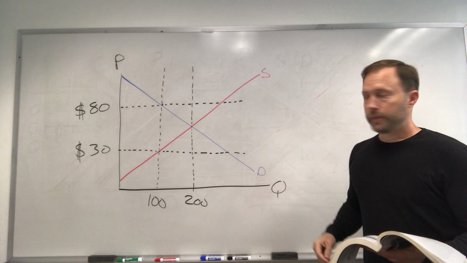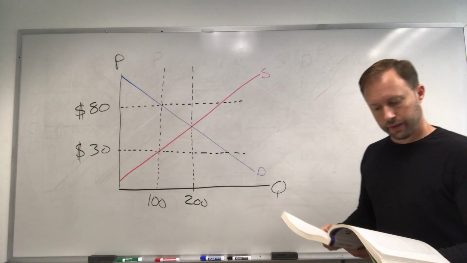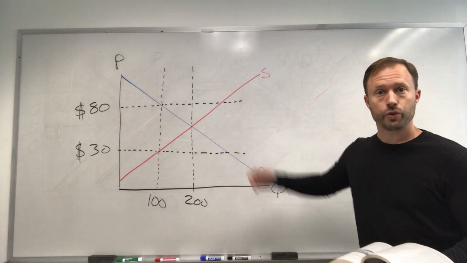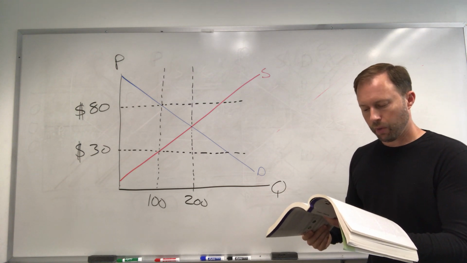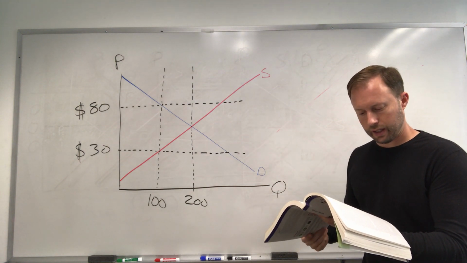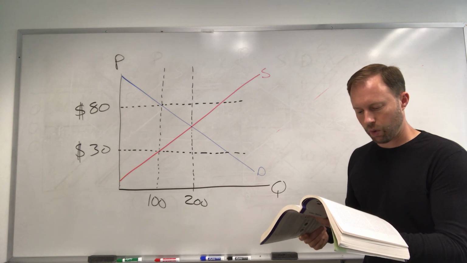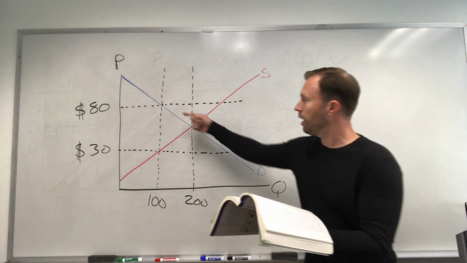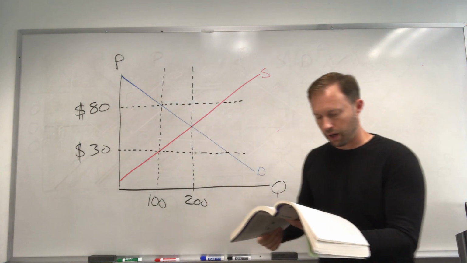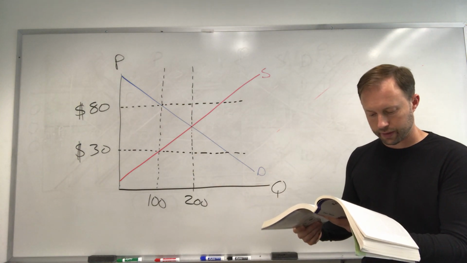All right, with problem 16, you're given a graph that looks like this, except the lines are straighter. And the problem asks the following. In the market depicted in the figure, there is either a price ceiling or a price floor. Surprisingly, it doesn't matter which one it is, whether it's an $80 price floor or a $30 price ceiling. The chart looks the same.